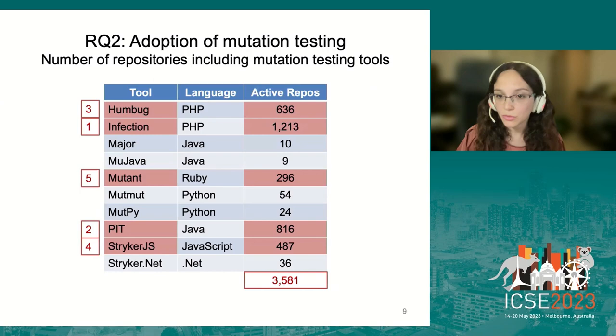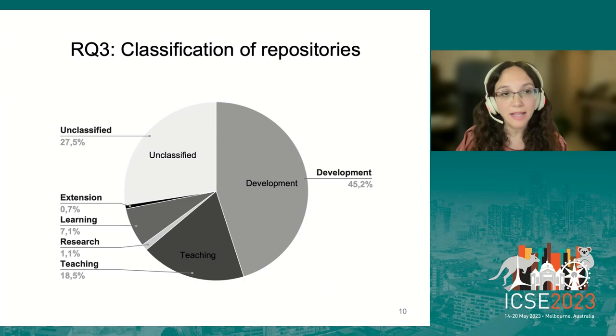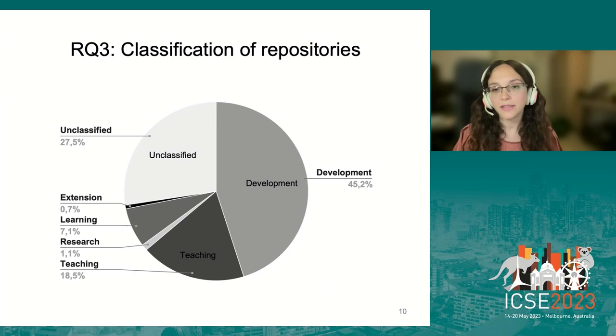We address research question three by studying the type of repositories importing mutation testing tools. We classify the GitHub projects into 5 main groups according to their purpose: research, teaching, development, learning, and extension. As illustrated, almost half of the repositories under study are dedicated to development, followed by teaching, learning, and research.